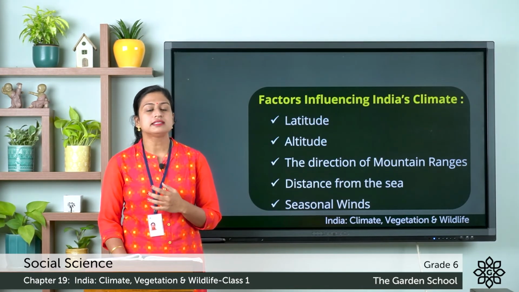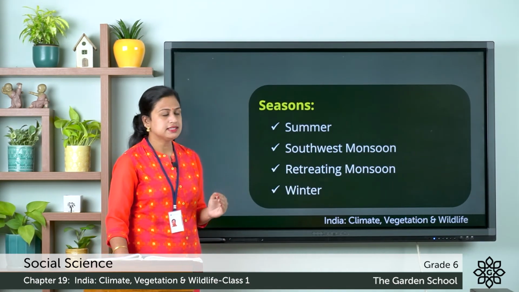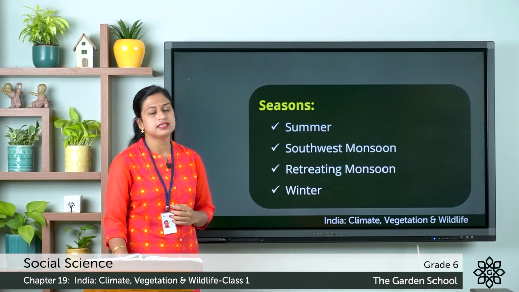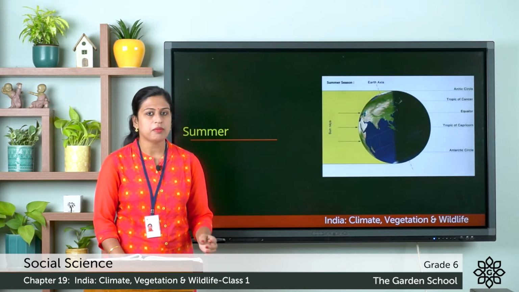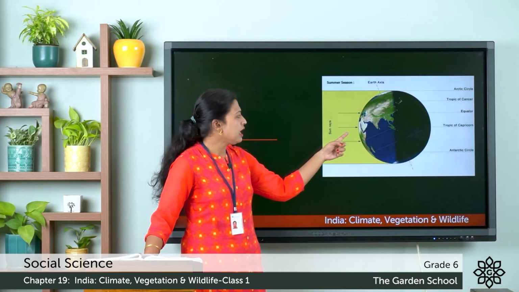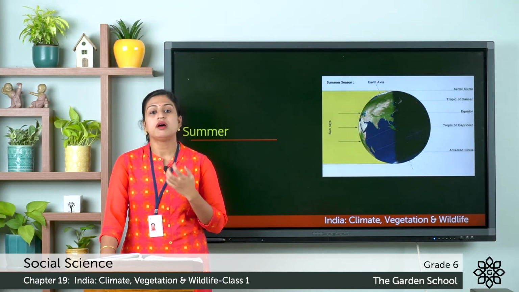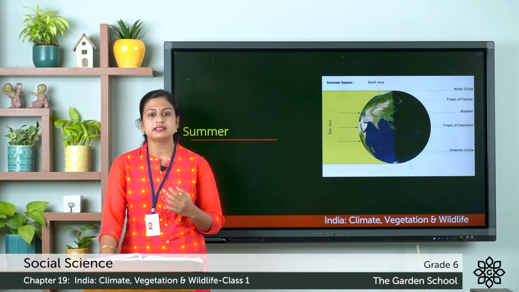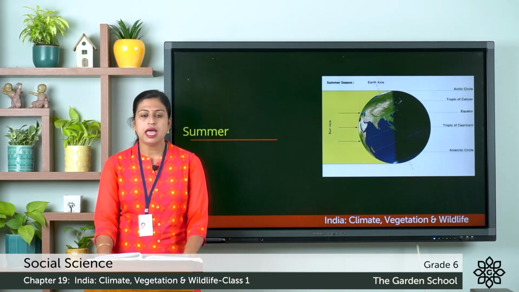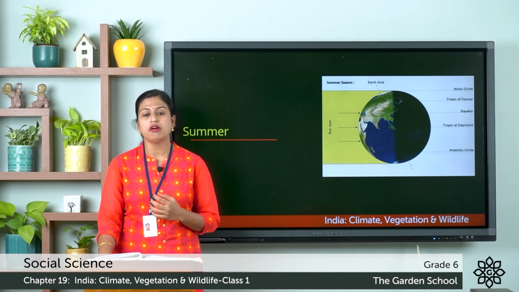So, let us discuss the four major seasons of our country. As you all know, the seasons are summer, southwest monsoon, retreating monsoon and winter season. First, let us discuss the summer season. In this figure you can see that the northern hemisphere receives direct sun rays. Here India begins to get warmer and the temperature rises from 30 degrees Celsius in March to 40 degrees in May, and by mid June the sun moves vertically over the Tropic of Cancer.